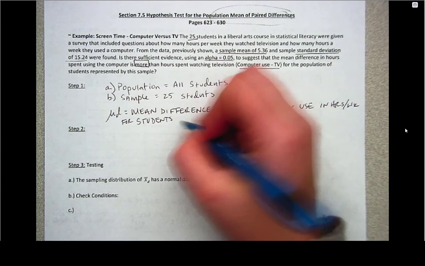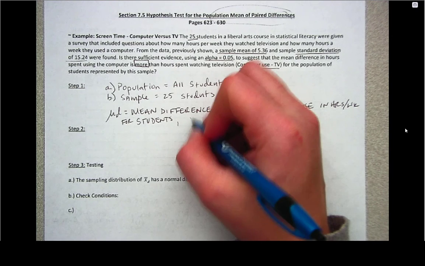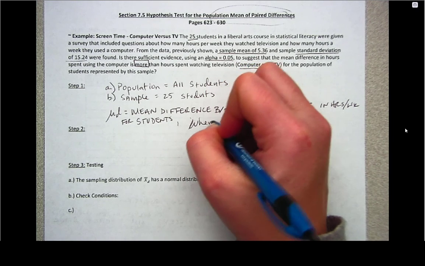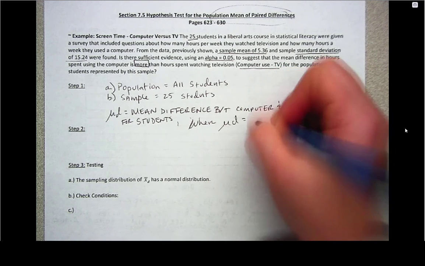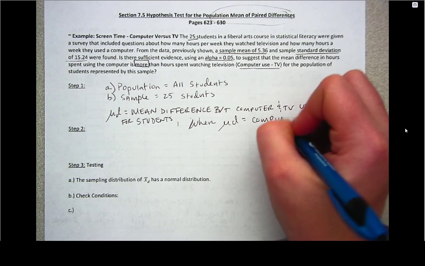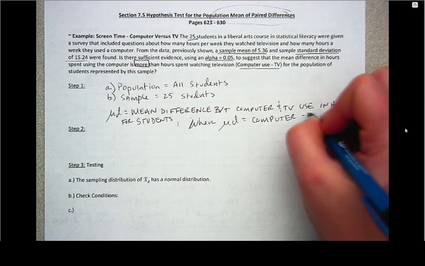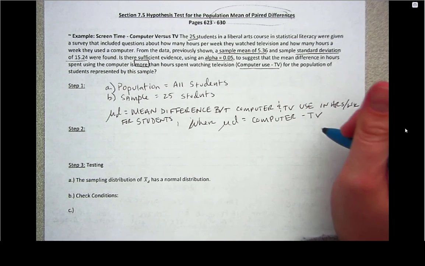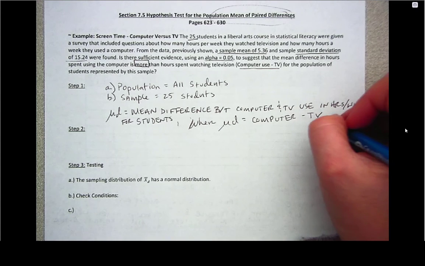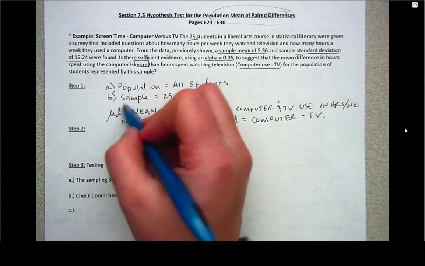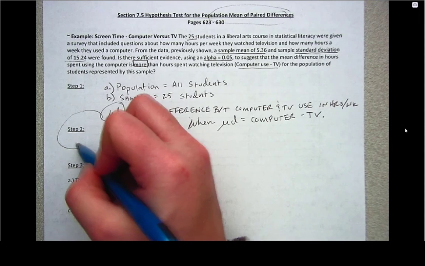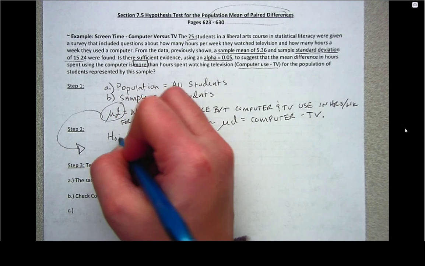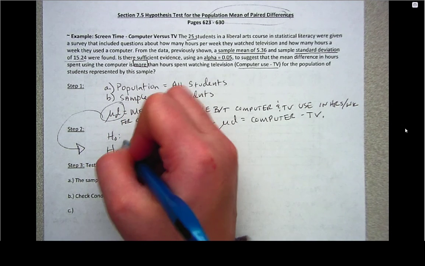And then finally, you want to include how the differences were found. So you can say where mu d equals computer minus TV. And this is important because it affects the way that I would interpret the results. So using this notation, I am going to write my null and alternative in step 2.